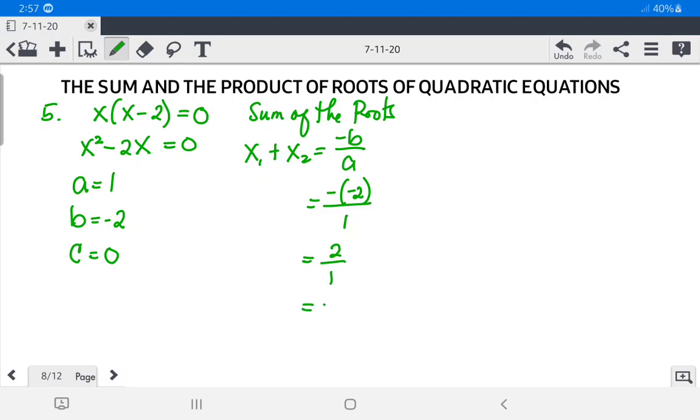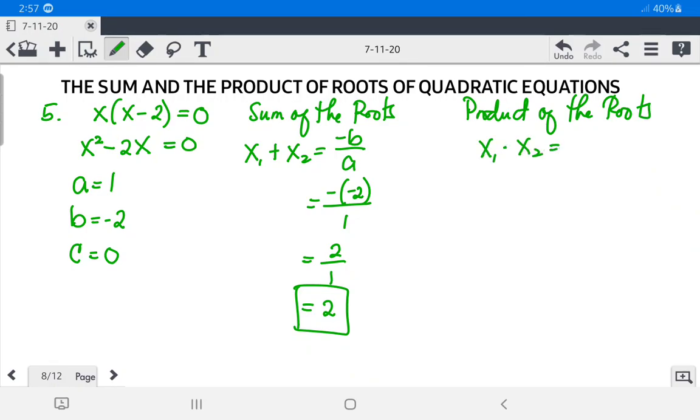Okay? Next, for the product of the roots, we have x of 1 times x of 2, we have c over a. So, c is 0, then over 1. So, 0 divided by 1, that is 0.